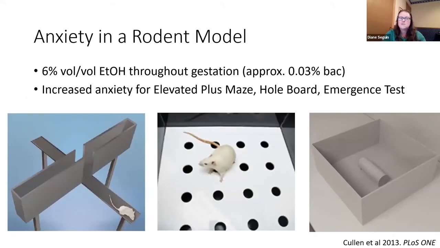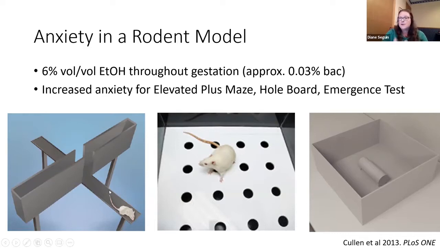So they're often used to study the effects of anxiogenics and anxiolytics. There are a lot of behavioral paradigms that exist to look at anxiety-like behaviors. This one study by Cullen used moderate levels of alcohol throughout gestation, and what they used was an elevated plus maze, the hole board, and a light-dark inversion test to look at anxiety in rats. For those who aren't familiar with animal studies, the elevated plus maze has two arms which are covered, and then two open arms.